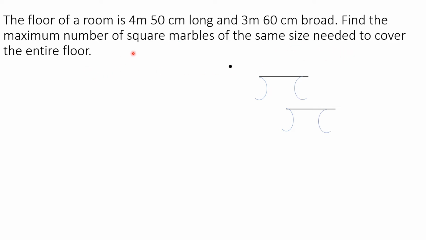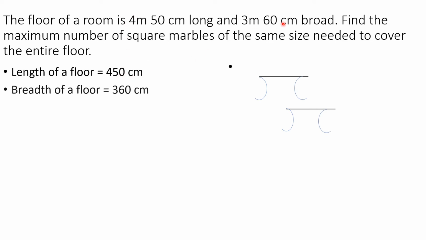Now what we have to do? Yes, at first I always tell you, read the problem carefully. The floor of a room is 4 meter 50 centimeter long and 3 meter 60 centimeter broad. So the first thing which we have is the length of the floor equal to 450 centimeter. We will write it in centimeter, and the breadth of the floor equal to 360 centimeter.